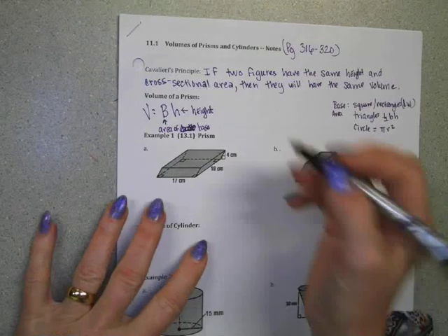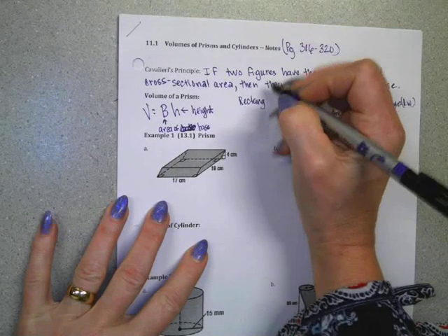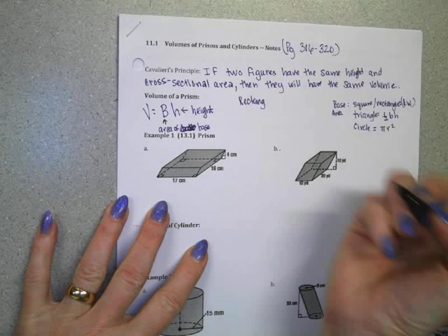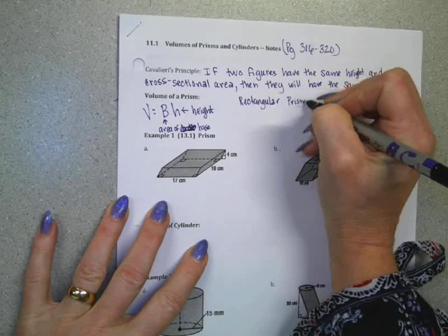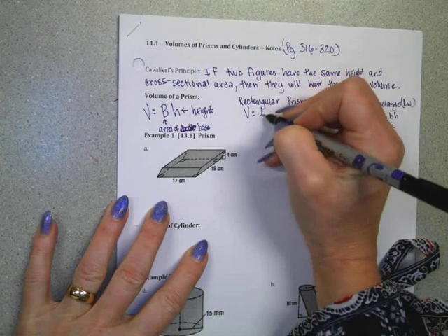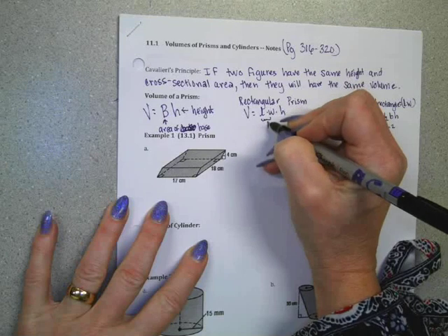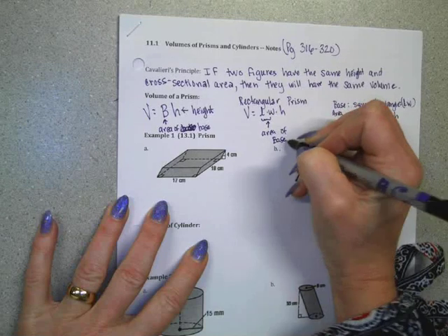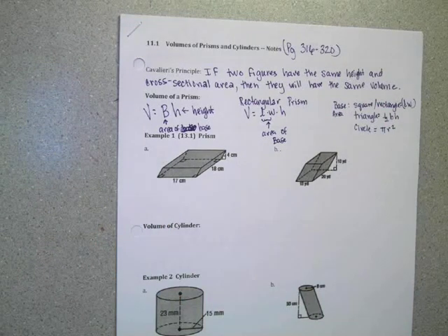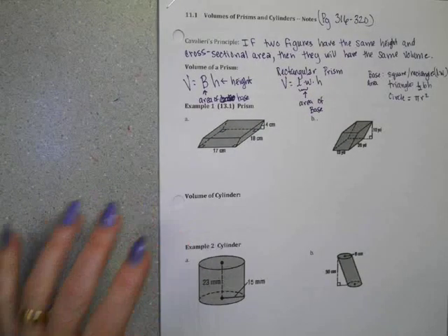So if it's a rectangular prism, then we would say the volume is equal to the length times the width times the height, because this right here is the area of the base. So this first little part is just about getting it set up into the formula and just getting your answer. I promise it's going to get more exciting again in a minute, but this first part's not too bad.